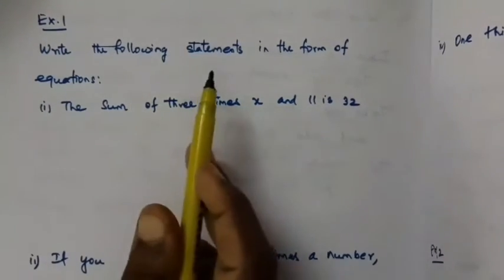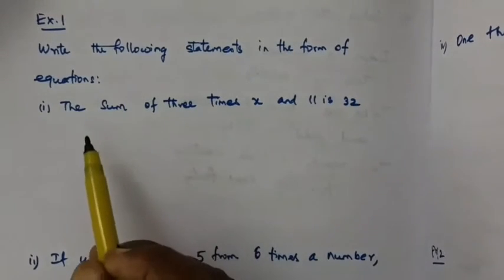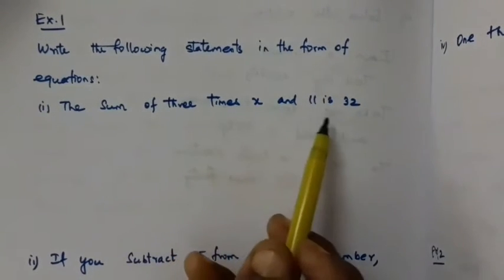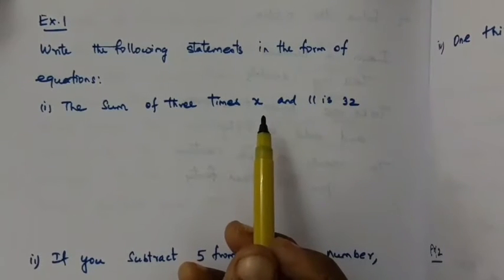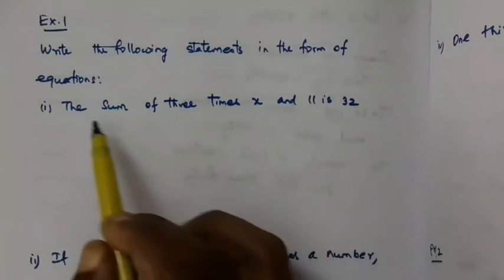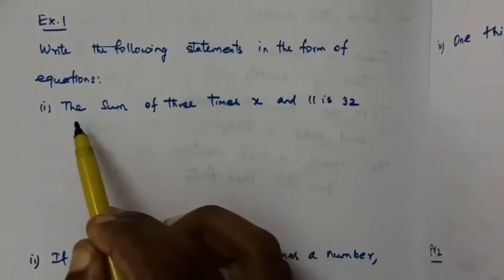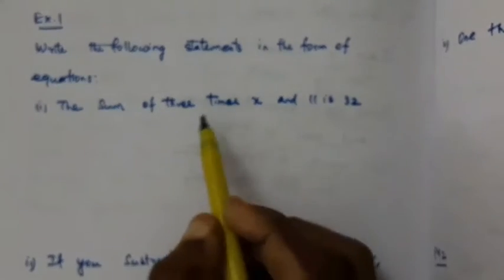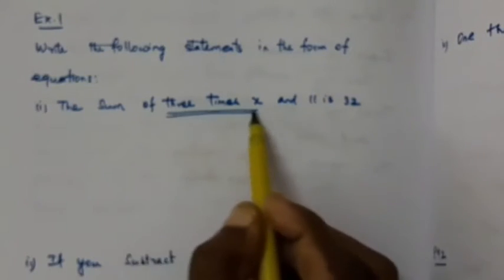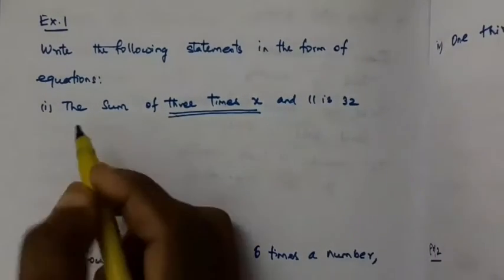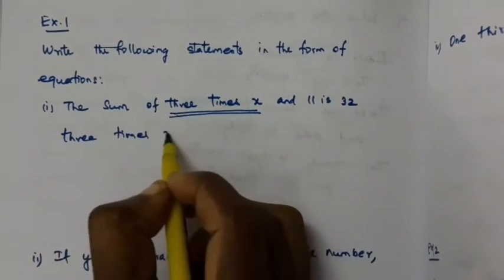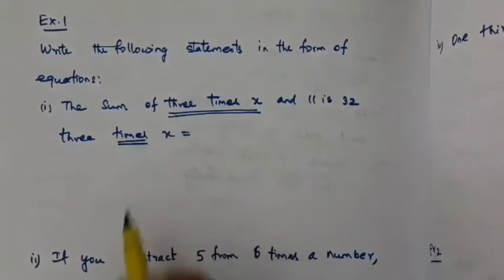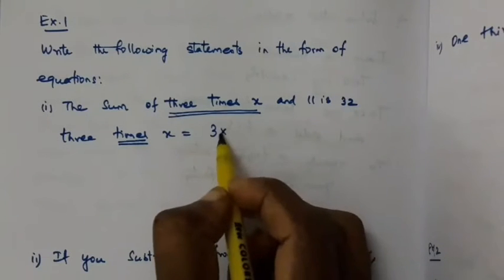Write the following statements in the form of equations. The sum of 3 times x and 11 is 32. This is a statement form. Now we have to write it in the form of an equation. So if you see here, the sum means it's addition. The sum of 3 times x. First we have to look into this 3 times x. Okay, what is this 3 times x? Whenever there is a times, it means a multiplication. So 3 multiplied by x.